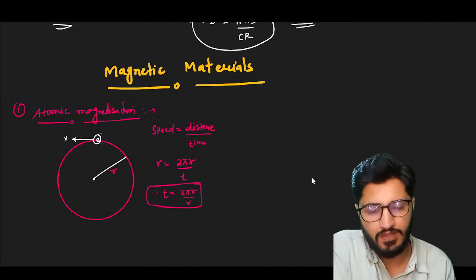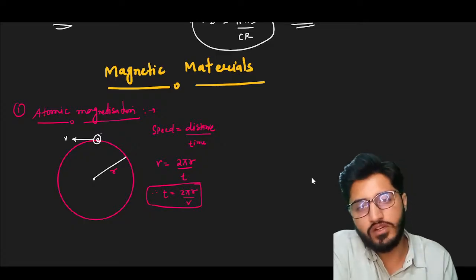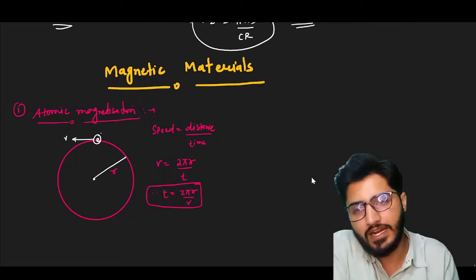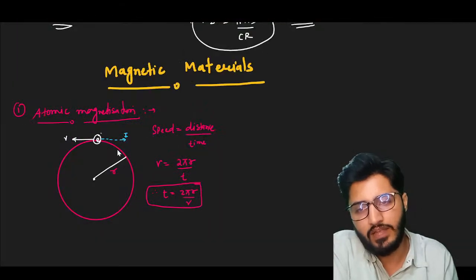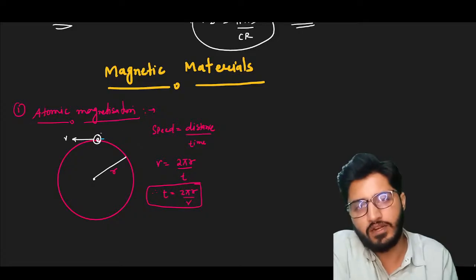2 pi r by v. If this electron is flowing, due to this flow of electron we will have a current, opposite to it. So this is my current I. Current I will flow in this manner, not in the way of the electron. My current will flow opposite to it, that is I.